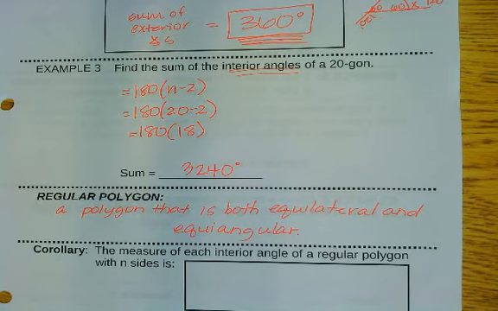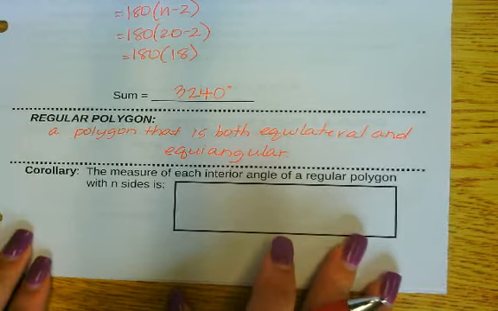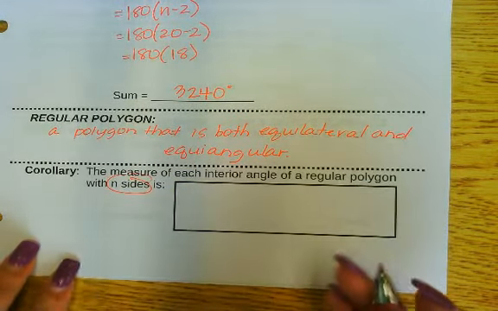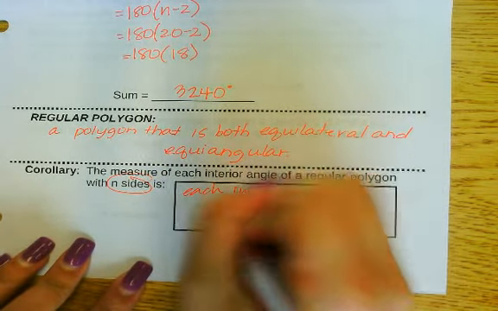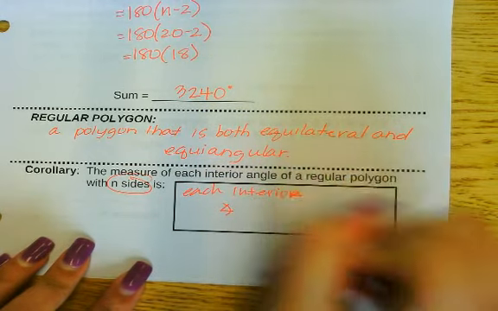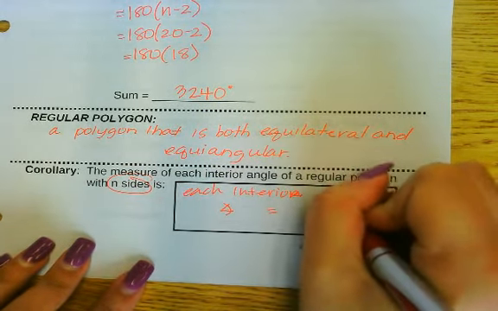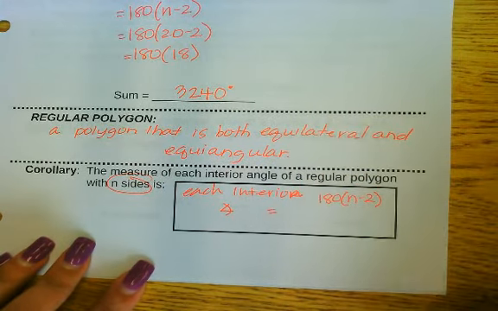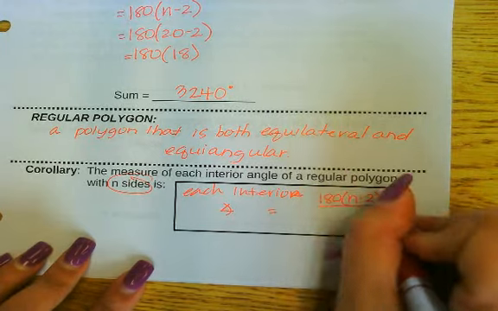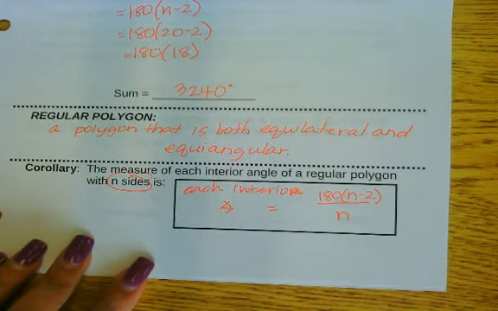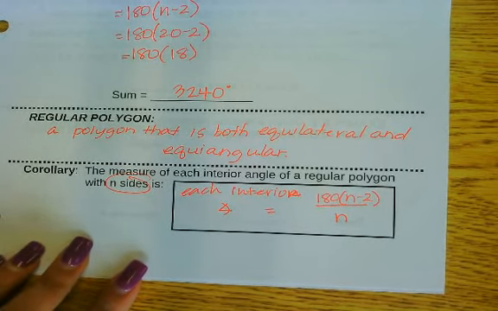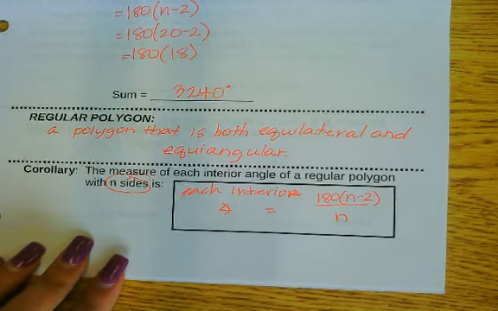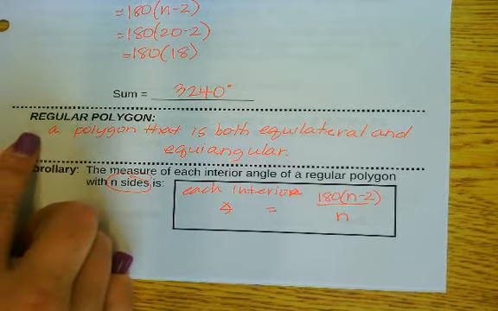The corollary: the measure of each interior angle of a regular polygon with n sides. Again, this is something you have to memorize. Each interior angle equals 180 times n minus 2. What do you think I have to do? Divide by n. Because now I know the total, but I'm going to divide it by n number of sides to figure out the measure of each angle. So, if I go back to example 3, what would be the measure of each interior angle?